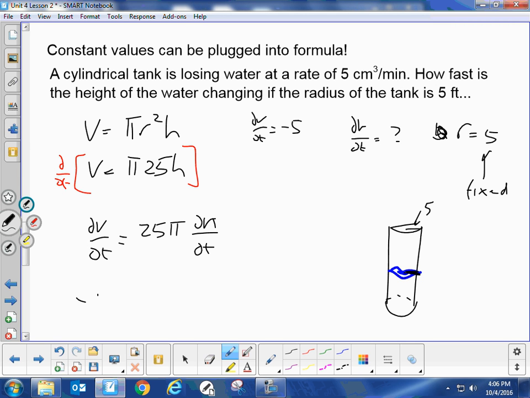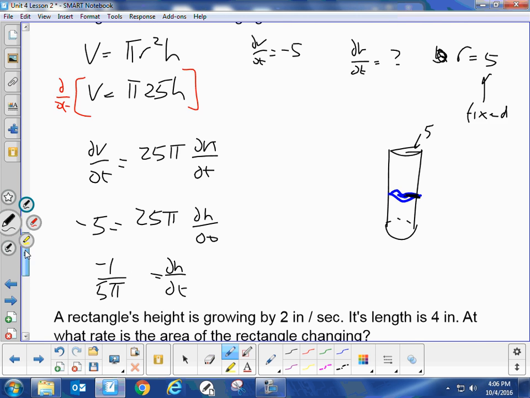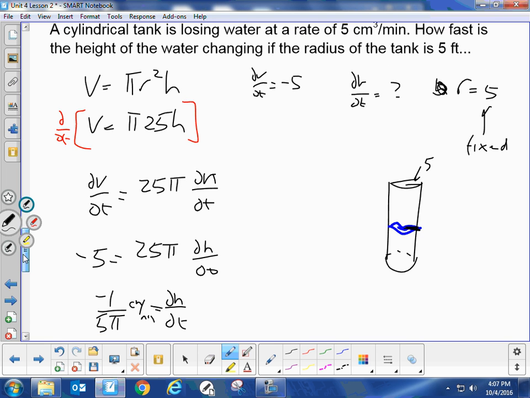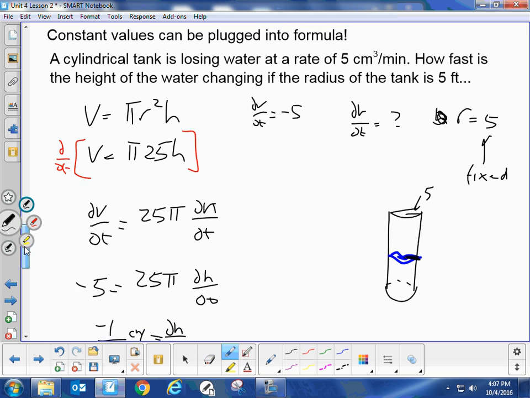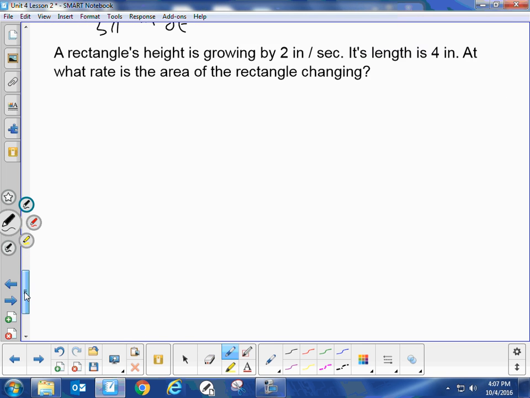And dV/dt is -5. dh/dt is what I'm trying to find. I can solve for dh/dt by dividing by 25 pi. That gives -1 over 5 pi. This would be in units to the first power, centimeters per minute. Okay, so there's another one, and this is a situation where we can simplify things. Always look to simplify. Here's another one just like that. We got 2 more to go.